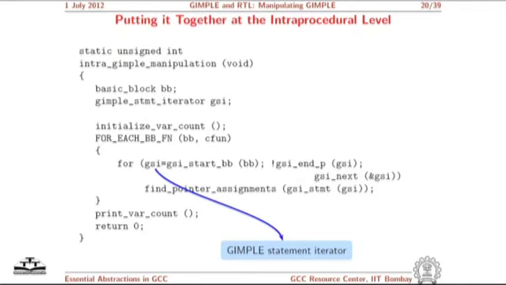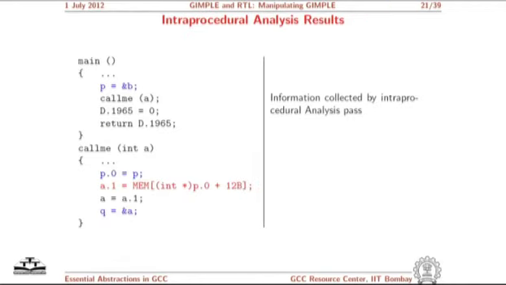current function Gimple statement iterator. So, if I run it, we find that for main it shows that there is one assignment statement involving pointer. For the call me function it shows 2, it does not show 3. It does not show 3, because this is treated like an array, a memory location.